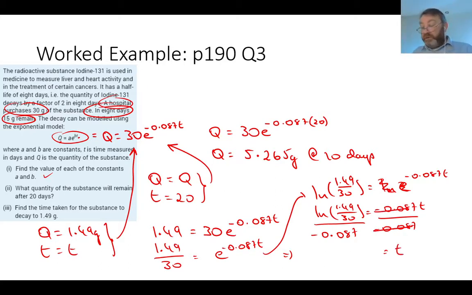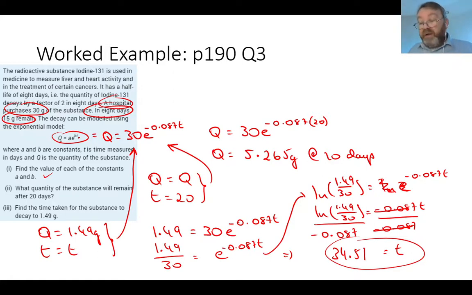and just plug that into your calculator: turn on your fraction, turn on your natural log, turn on your fraction again, 1.49 over 30 on top, and then on the bottom minus 0.087, and the answer there comes out to be 34.51. So therefore it takes 34.5 days for the 30 grams of radioactive material to drop to 1.49 grams of radioactive material.